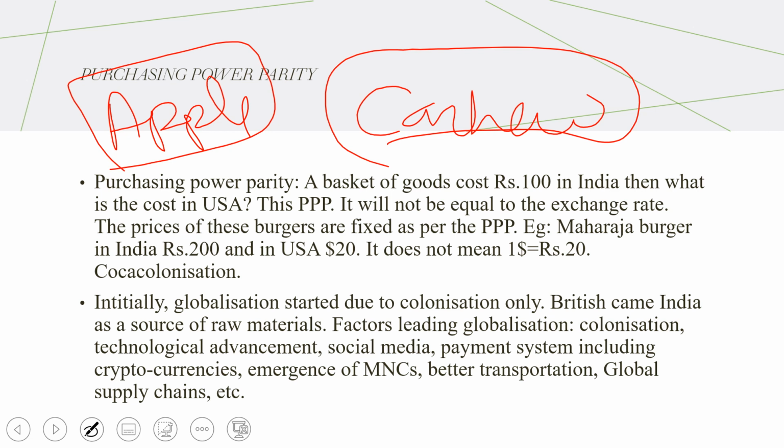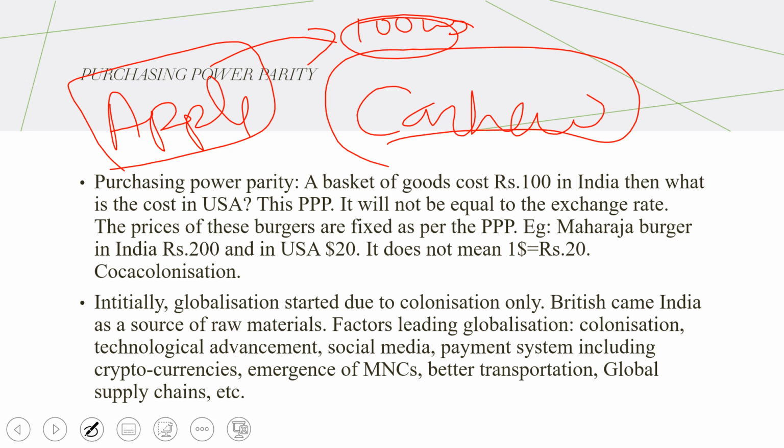So you can't say that if in Bihar or in another state you are buying apples at 100 rupees per kg, you will buy the same apple in Jammu and Kashmir at the same 100 rupees per kg. Even if Jammu and Kashmir were using a different currency, it doesn't mean you will convert that 100 rupees into that currency and buy the apple at the same price. No, it is not like that.